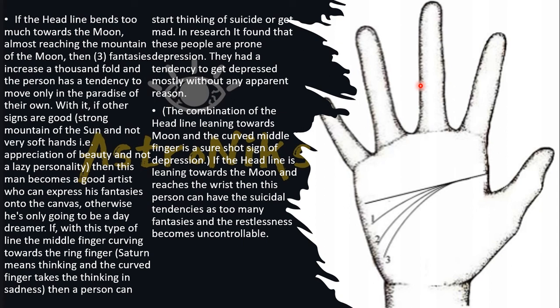And this is very much confirmed, that the combination of a headline bending to the Moon and the curve in the second finger will be very prone to depression. If the headline leans to the Moon area and reaches the wrist, very much inside this main area, then the suicidal tendency will increase, because they have too many fantasies and restlessness, and it also becomes uncontrollable to them.